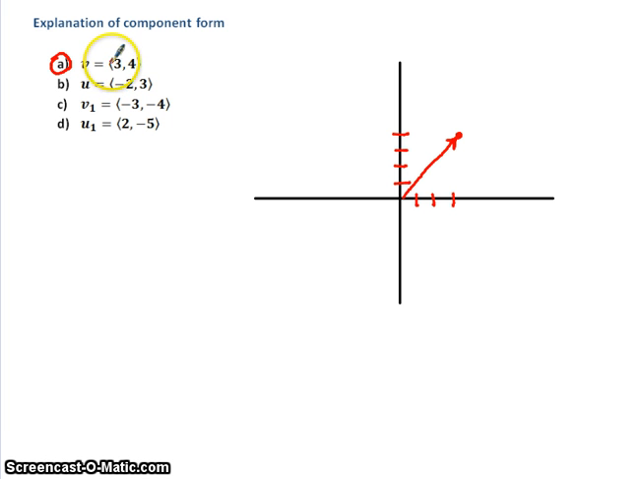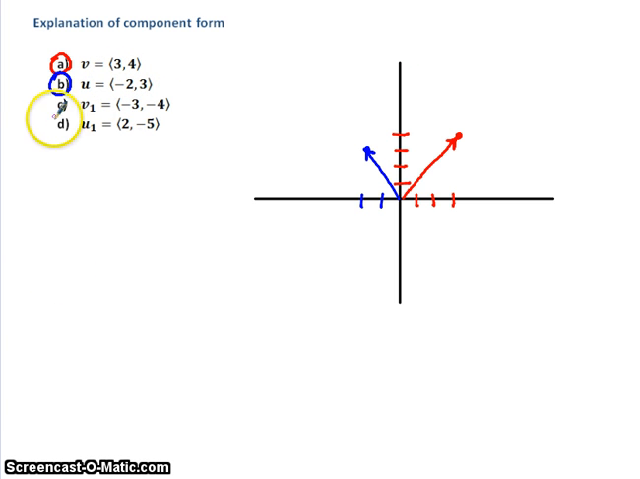One thing to take note of is that the vector v here is going off in the positive x and positive y direction, and we have positive components here. Let's look at the next one, part B. We have negative 2, 3, and we go out a distance of 2, up a distance of 3, and find the next vector. That vector is going off in the negative x direction, the positive y direction, and that's represented in the components there.